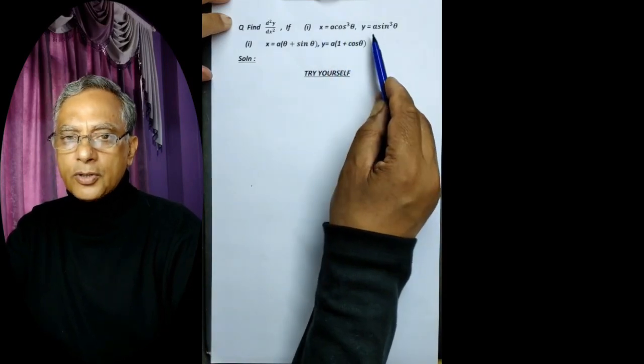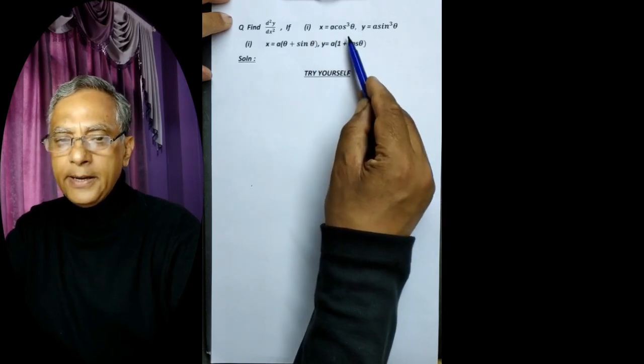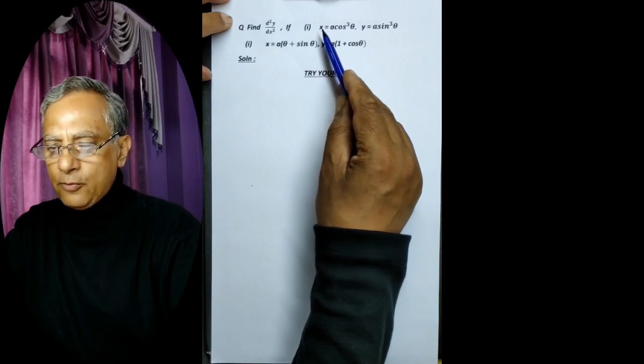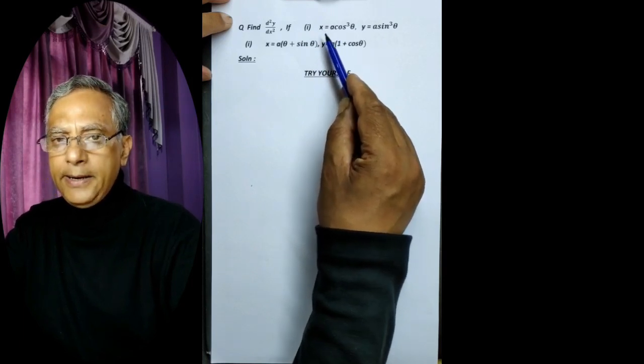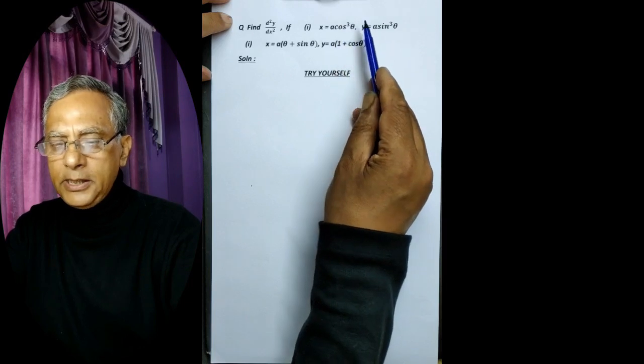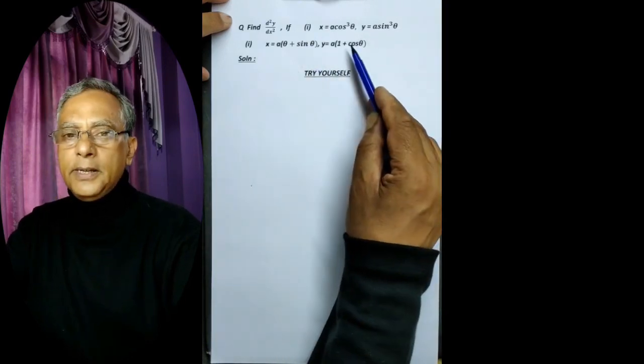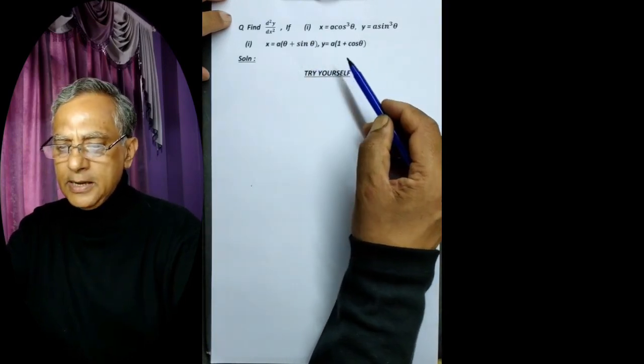These two questions you can try yourself. dy by dx will be dy by d theta over dx by d theta. You will get the first order derivative. Then we have to find dy1 by dx. It will be dy1 by d theta over dx by d theta, and you will get the second order derivative. Similarly, in this case, you can try these two questions yourself.